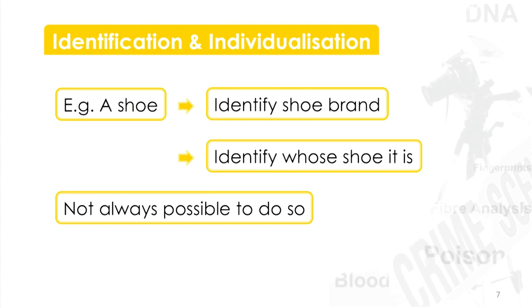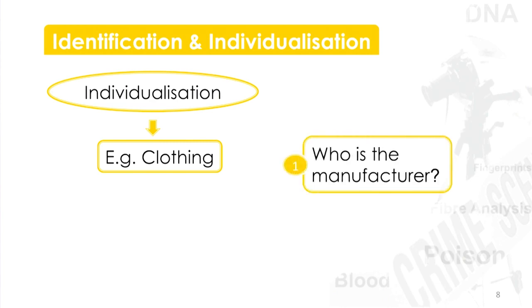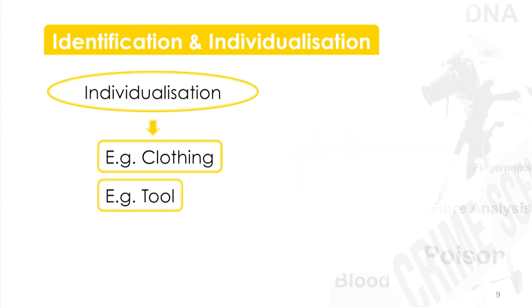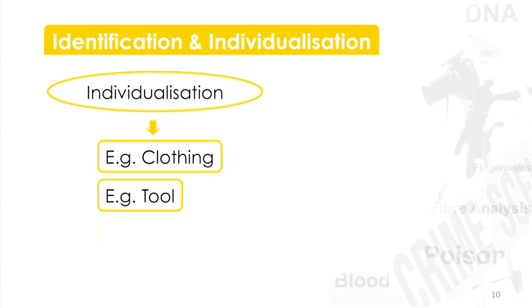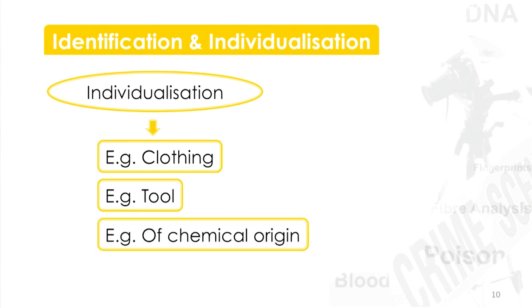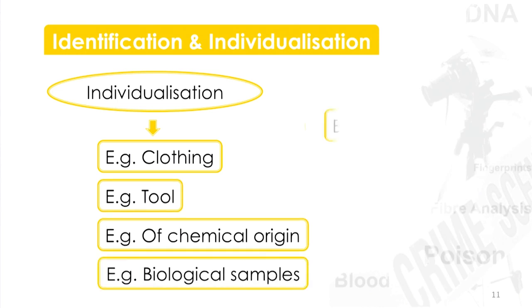So for a physical object, for instance, such as a shoe or an item of clothing, you might find out who is the manufacturer. If it's, for instance, a tool, you might look for the serial number, and objects may carry fingerprints on them. If it's something of chemical origin, then you might look at trace elements or impurities within that object to do this narrowing down. And for biological samples, blood, for instance, you will try to individualize it by using the blood type or by DNA analysis.